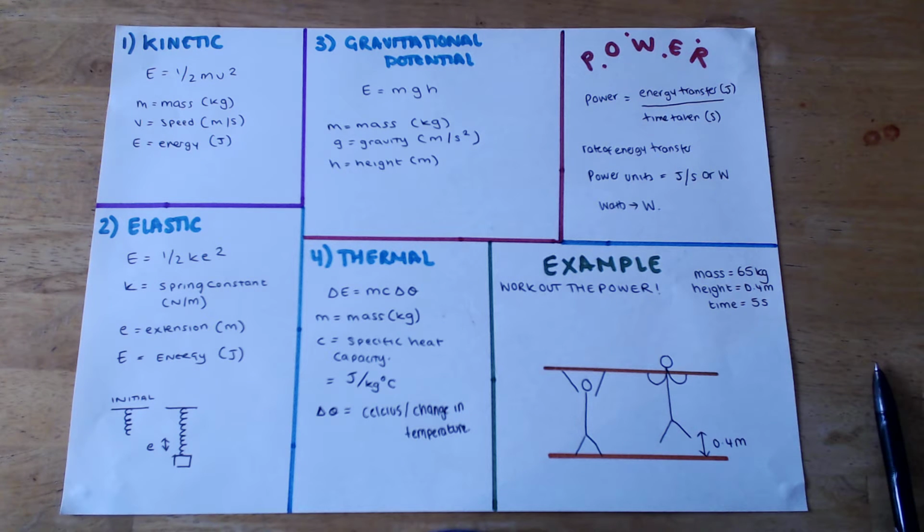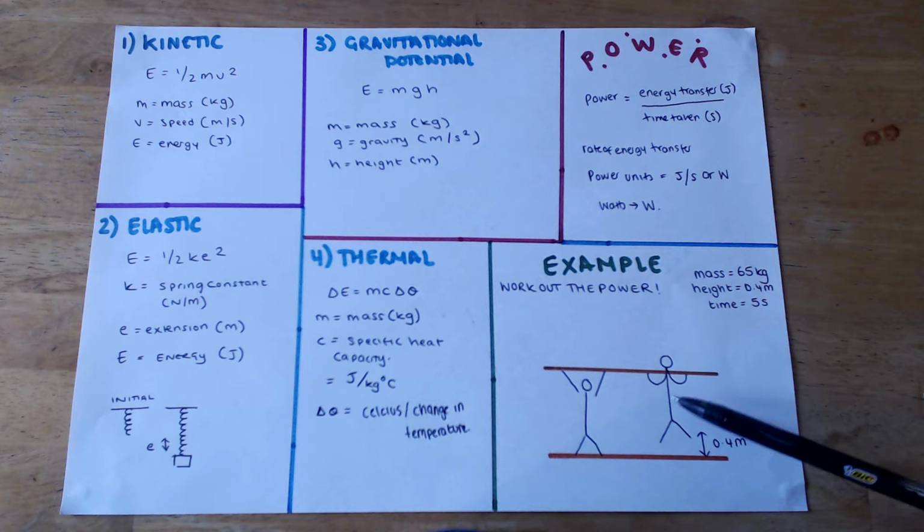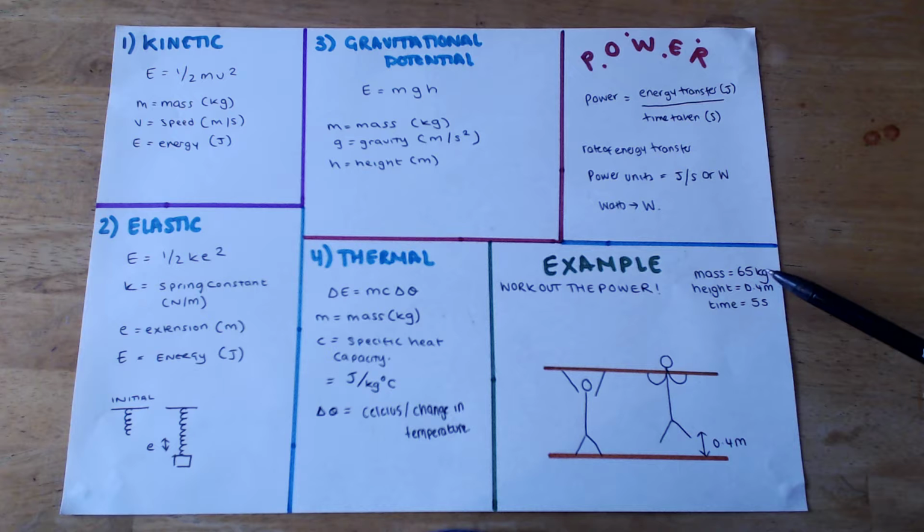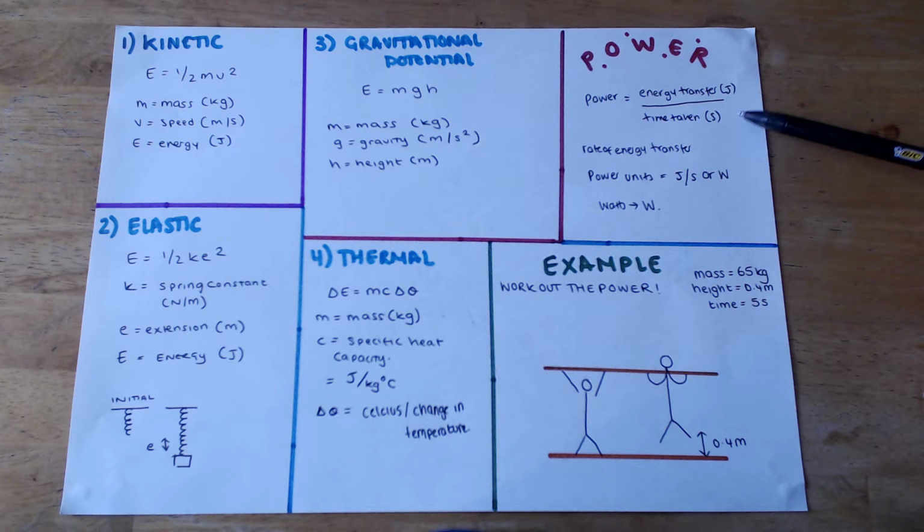Okay, hopefully you've unpaused the video. Right, so here's your person. They weigh 65 kilograms, you know the height, 0.4, and you know the time. Now, the power equation is up here, so it's energy transfer divided by time taken. So that means we now need to calculate what energy transfer is. So we need to calculate the energy.